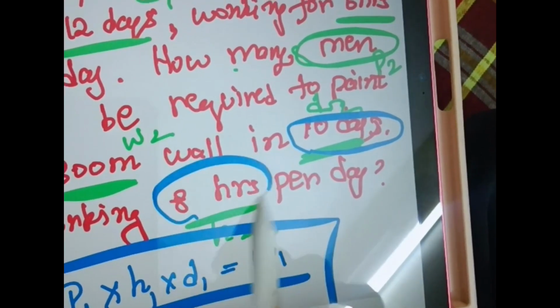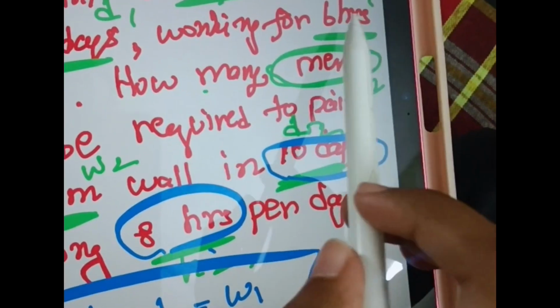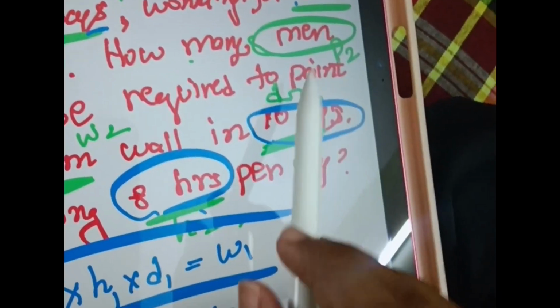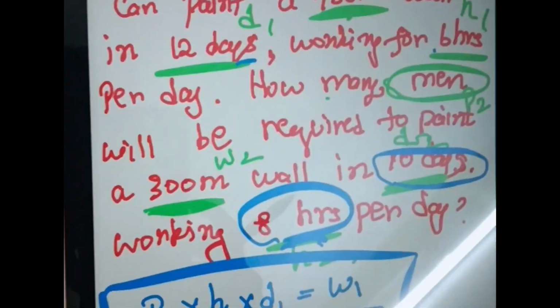10 days and 8 hours per day. Okay, so if the men increase, the days will decrease, and the hours also will be reduced. If the men decrease, the days will increase and hours will increase. Okay, so I hope now you understood. The answer for this question is 14. Okay.